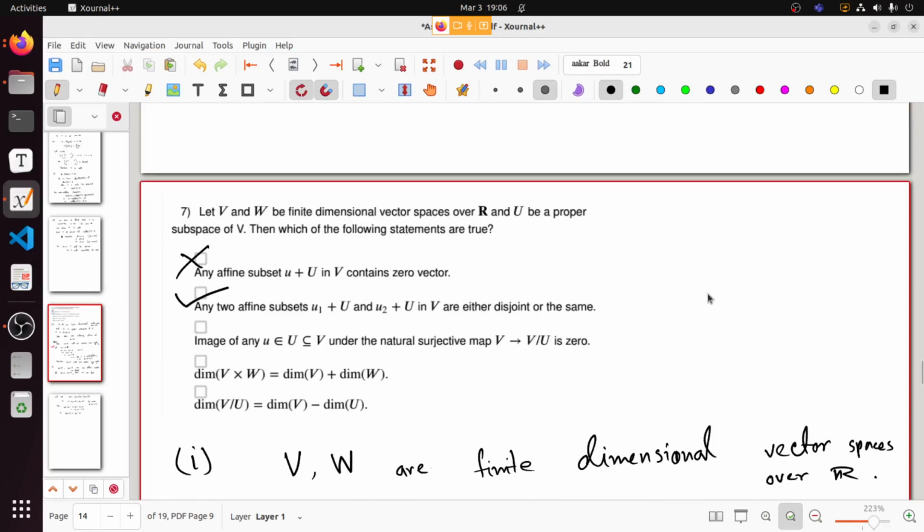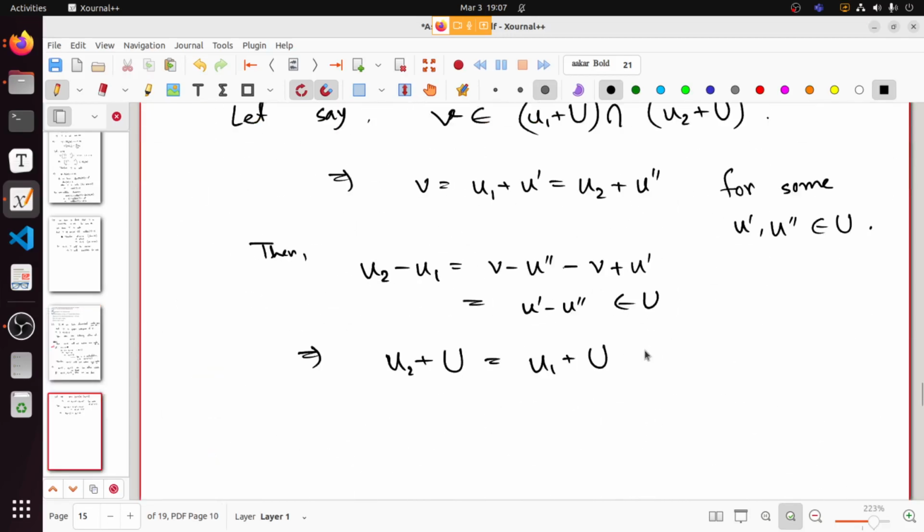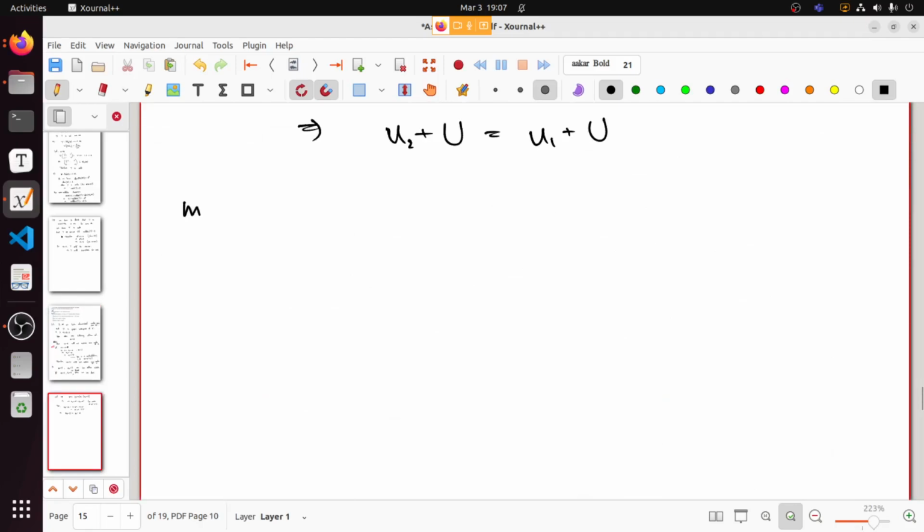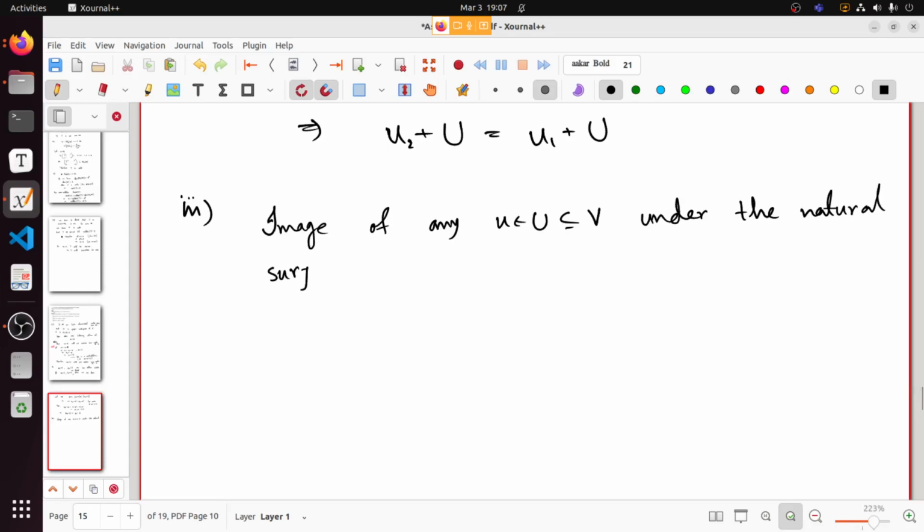Now move to option number 3. It says the image of any u in U, a subset of V, under the natural surjective map V goes to V mod U, is 0. This was done in the class. What is the natural surjective map for the coset space?